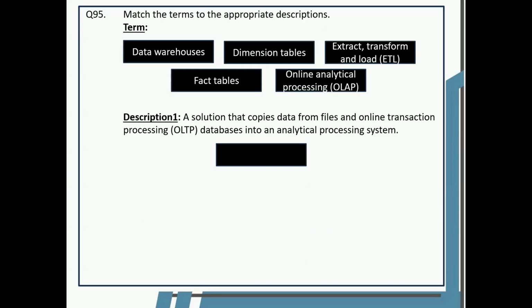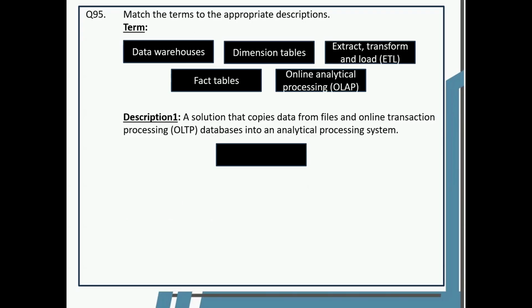All right, question number 95 is a matching type of question where we need to match the terms to the appropriate descriptions. Now, the terms in the question are data warehouses, dimension tables, extract, transform, and load, which is ETL, fact tables, online analytical processing OLAP.